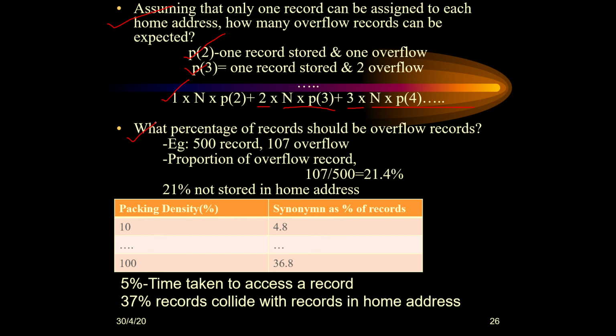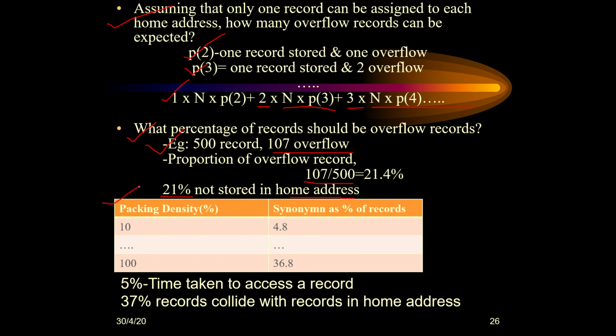The next question is, what percentage of records should be overflow records? We go for the explanation with an example where we are having 500 records and 107 overflow. So the proportion is 107 divided by 500, that is 21.4%. It means that 21% of records are not stored in the home address. Instead, they are stored in some other addresses. We need to see where they are stored.